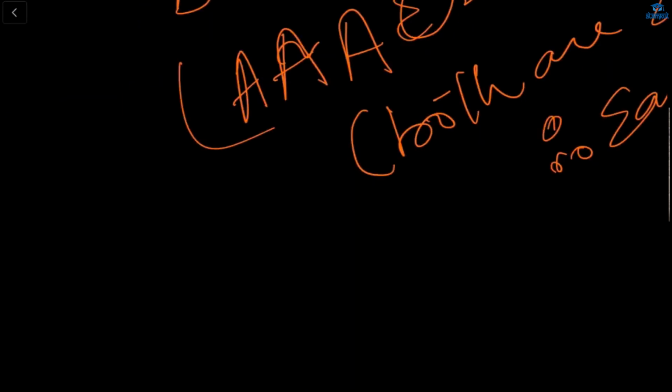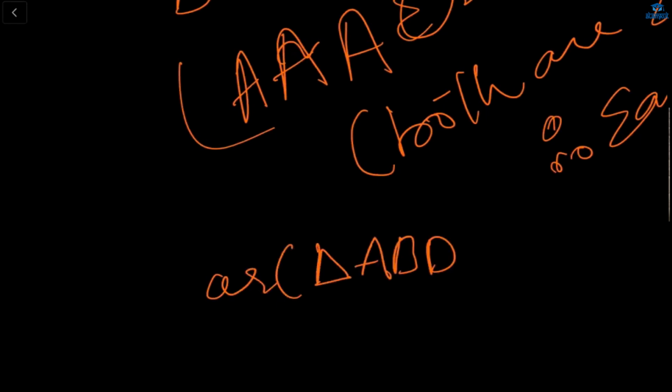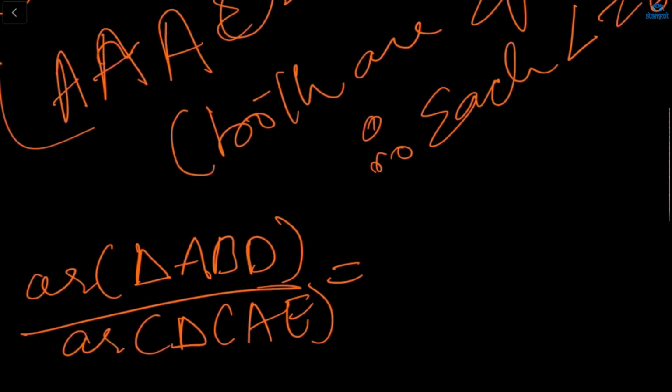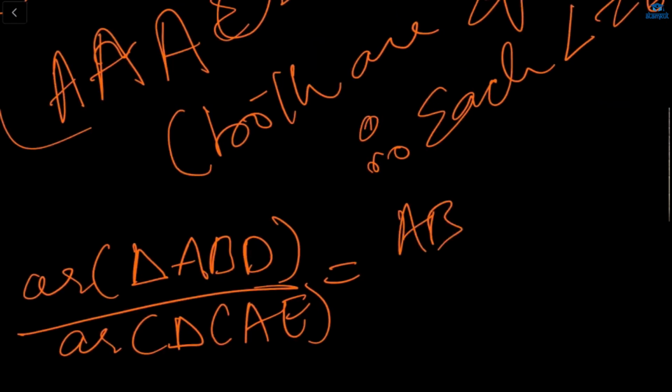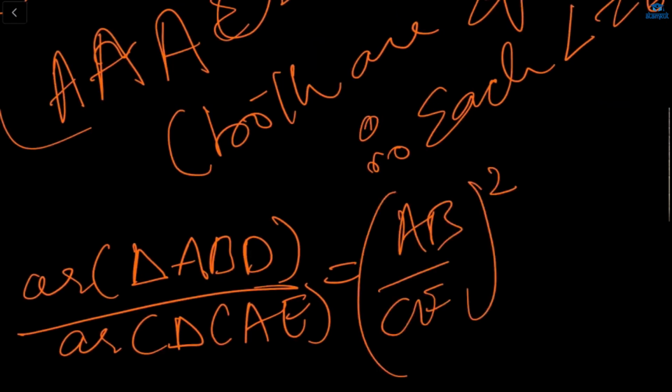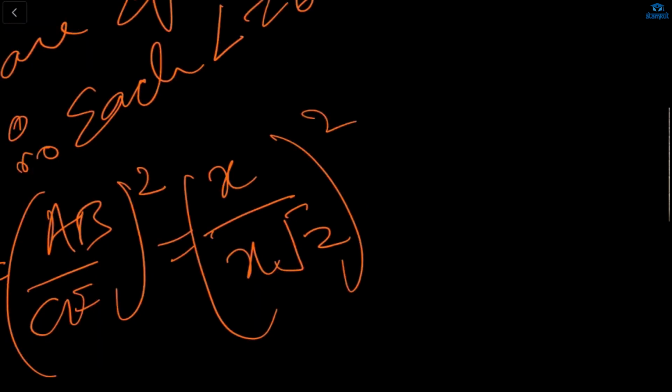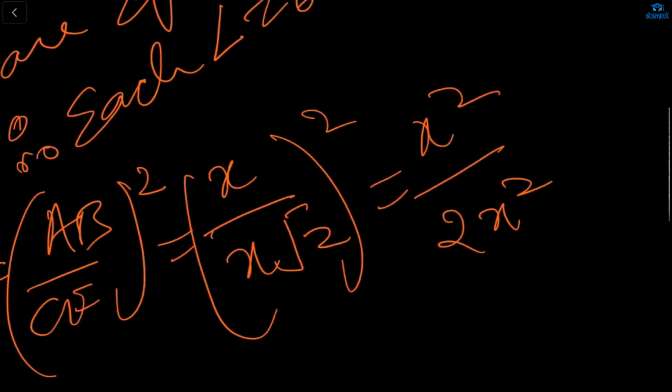Now if we find the ratio of the area of triangle ABD by the area of triangle CAE, it will be equal to what? The ratio of one of its sides, that is AB by CE, squared. AB will be x, and CE is x root 2, whole square. So it will be x square by 2x square, so it will be 1 by 2. Okay, so the ratio will be 1:2.